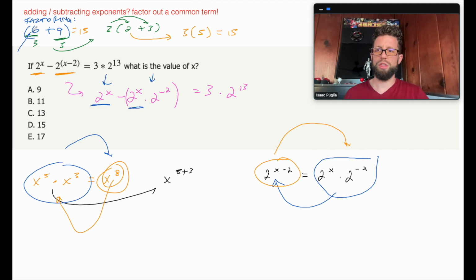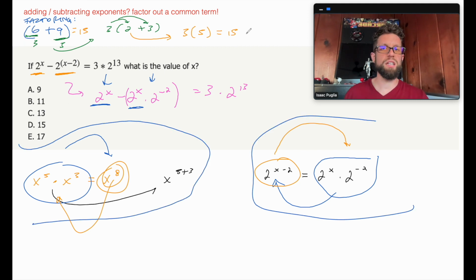terms, just like we had 3 in both of these terms, 6 and 9. That should make it a little bit easier to see that you can factor out 2 to the x from both of these terms. So let's go ahead and do that. 2 to the x divided by 2 to the x is, of course, just 1.